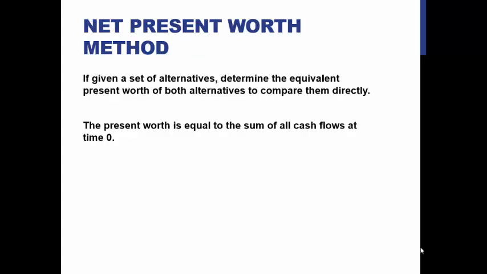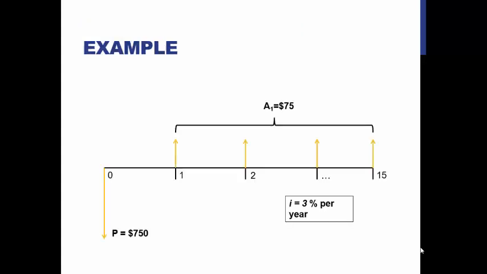So the net present worth method, if given a set of alternatives, determine the equivalent present worth of both alternatives or all alternatives, and then you can compare them directly. You have to use this. This is why the time value of money equations are important, so that you can compare the value of projects at the same point in time, or fairly. So the present worth is going to be equal to the sum of all of the cash flows at time 0. So what we need to do for this method is calculate the value of all the cash flows at time 0 and then compare them.